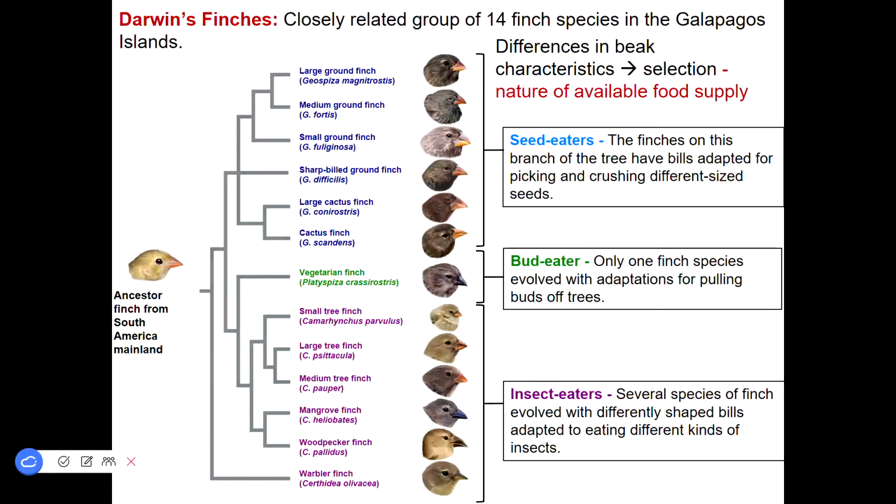So Darwin's finches are a closely related group of 14 finch species that live on the Galapagos Islands. They have one common ancestor finch from South America, from the mainland. That's what it looks like. And over time, they evolved due to changes in allele frequencies to seed eaters. There's one bug eater, or bud eater, and then a bunch of insect eaters.